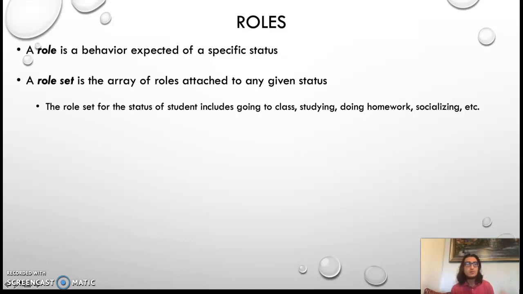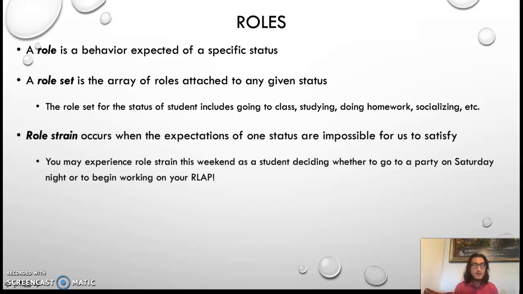So for example, the role set for the status of being a college student includes going to class, studying, doing homework, even socializing is a role that's expected of college students, right? So it's not necessarily just the required tasks that you're expected to complete, it's any behavior that's associated with a particular status that you occupy.